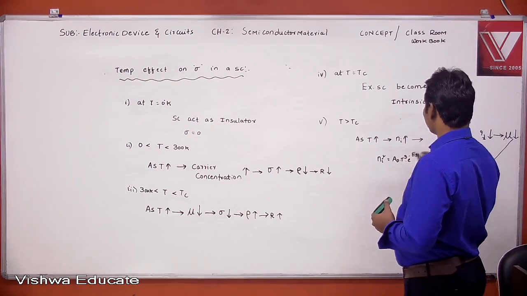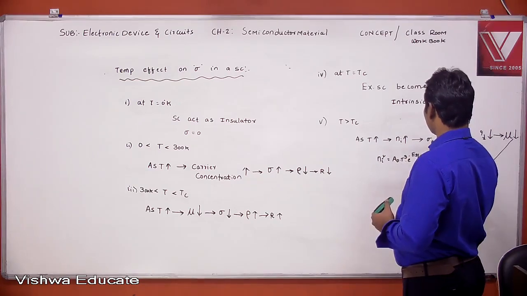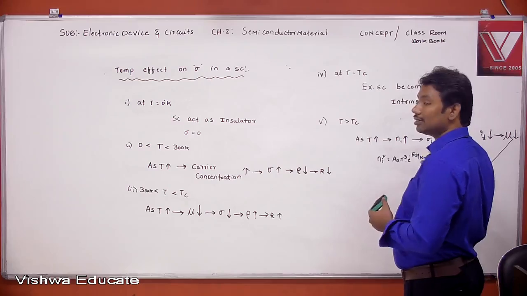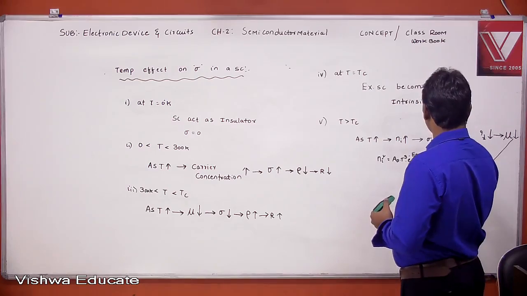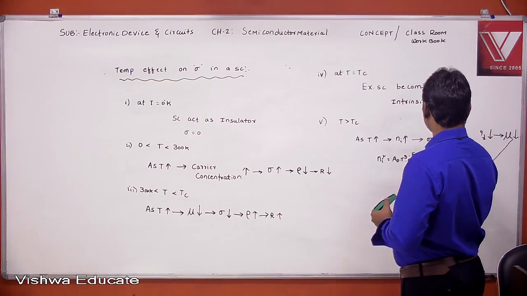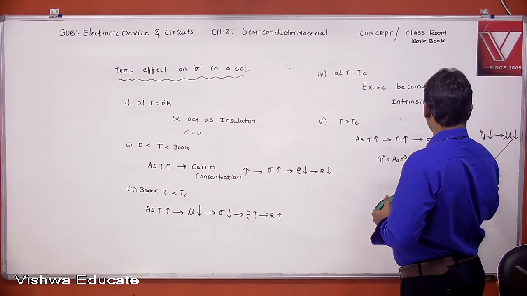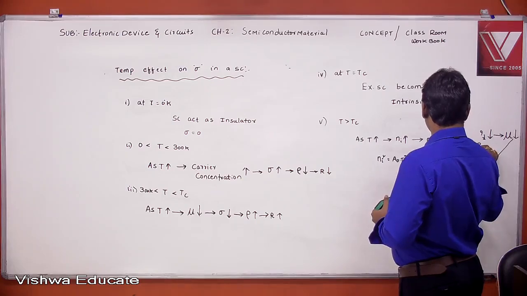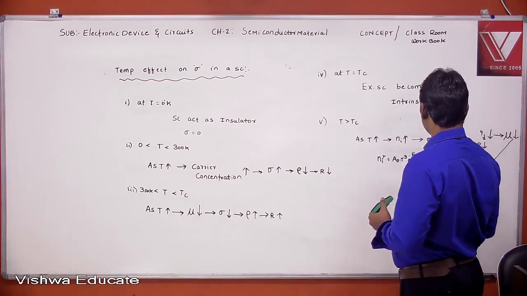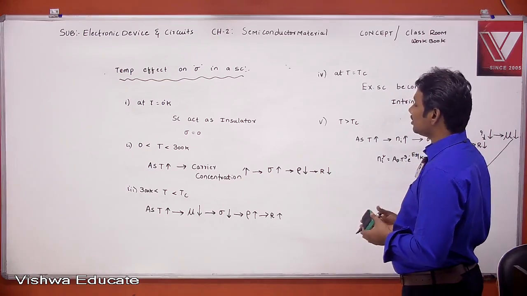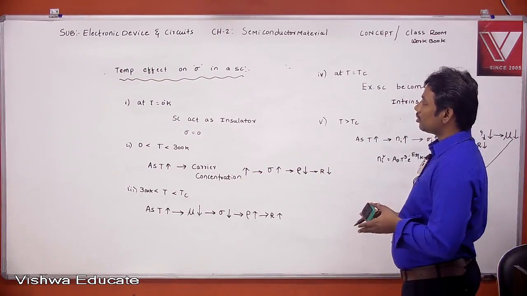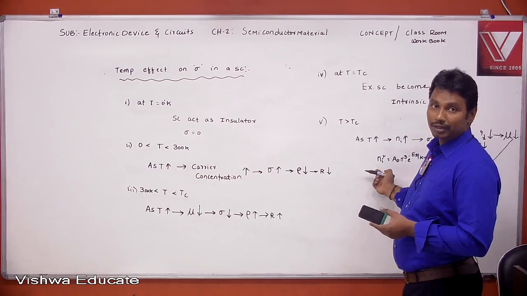If intrinsic concentration increases, it means the conductivity of the intrinsic semiconductor increases, right? If conductivity increases, what about the resistivity? Actually the resistivity is decreased. If resistivity decreases, what about the resistance? Actually resistance also decreases, right? So this is the temperature effect on conductivity in a semiconductor, right?